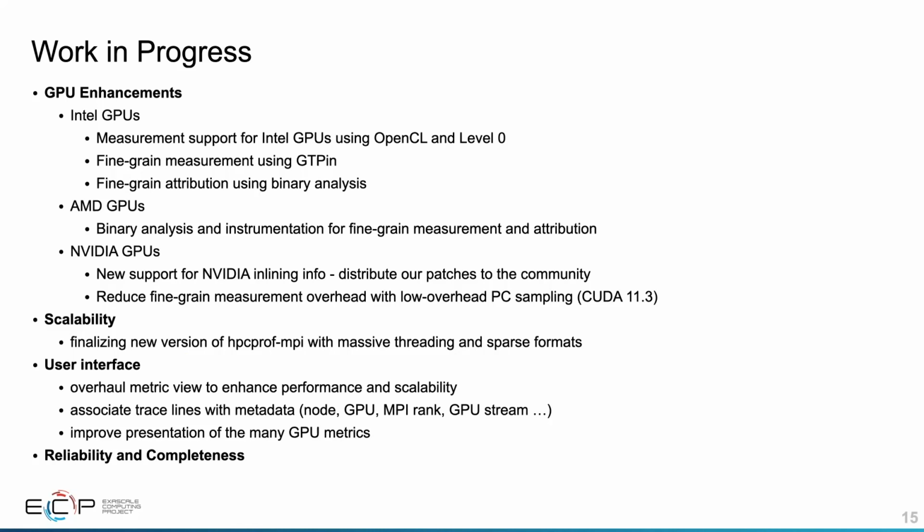We have some additions to our trace viewer that associate trace lines with metadata. So the node, the GPU, the MPI rank, and the GPU stream. There's a little more work that's necessary on that to make it more usable. And we're working on improving the presentation of the many GPU metrics. And then finally, the other thing that's been a focus of a lot of work is to just improve our reliability and completeness on GPU accelerated platforms.